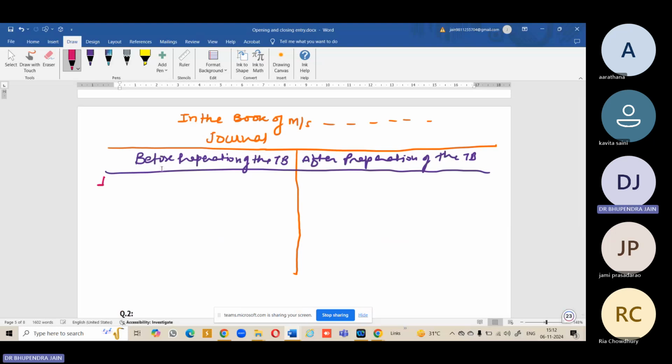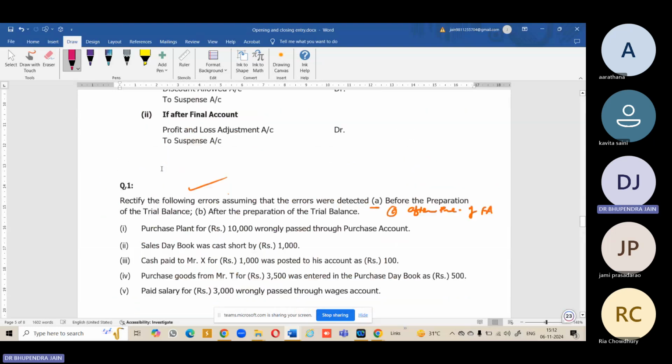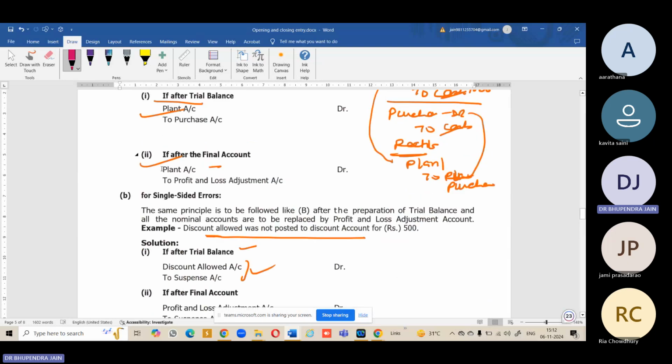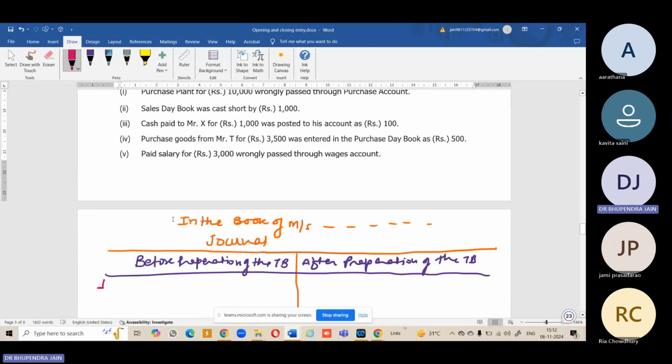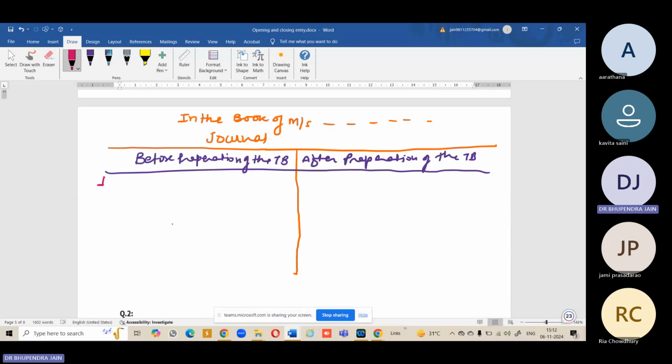We are doing the answer of the first part. We have already, I think, made the same entry. Plant account debit is the correct entry. Purchase account debit is the wrong entry. To rectify, plant account debit to purchase account. This is the rectified entry, so we are just directly writing down the rectified entry.